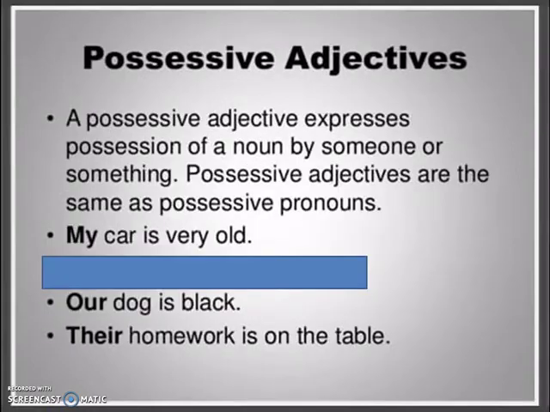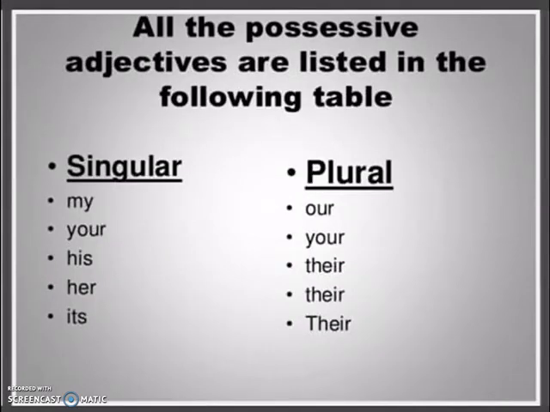Possession adjectives. A possessive adjective expresses possession of a noun by someone or something. Possessive adjectives are the same as possessive nouns. Possessive means ownership or belonging. For example, my car is very old. All the possessive adjectives are listed in the following table.